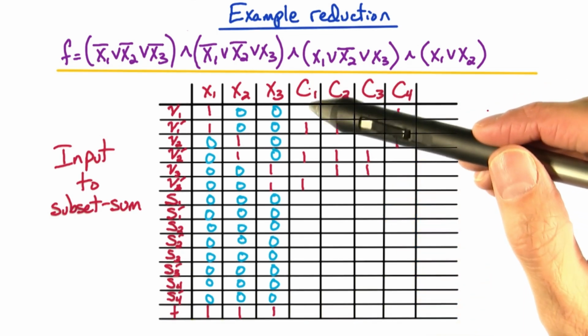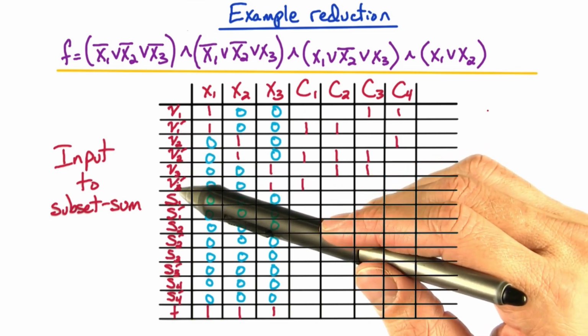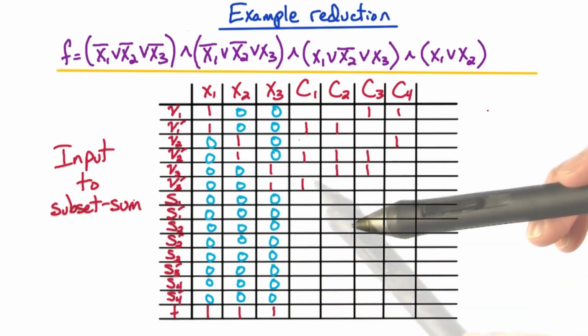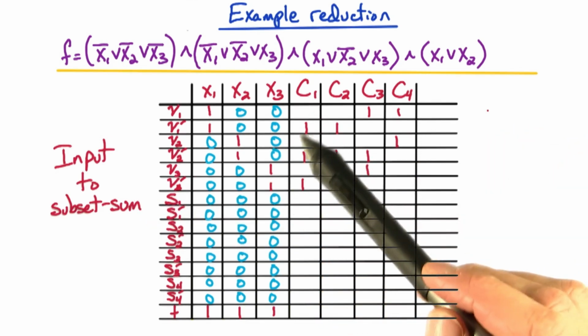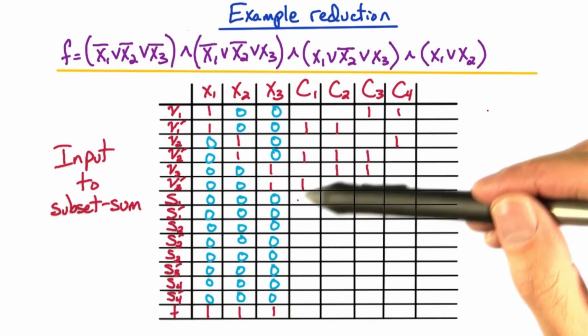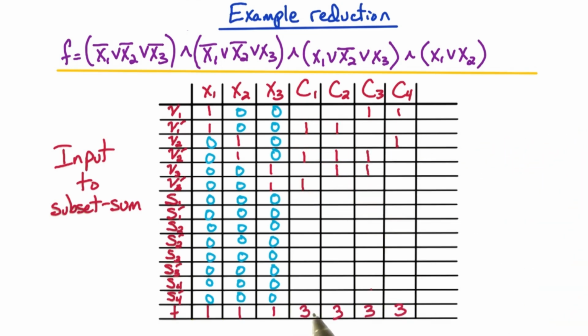Now for the first clause, we want to ensure that either v1 prime, v2 prime, or v3 prime are included in the subset, in the solution to the subset sum problem. We just need that at least one of these is included. We don't need that exactly one, so we can't just put a 1 here in t. We want that either 1, 2, or 3 of these numbers are included in the solution. So we put a 3 in the fourth digit of t, fifth digit, sixth digit, and seventh digit.